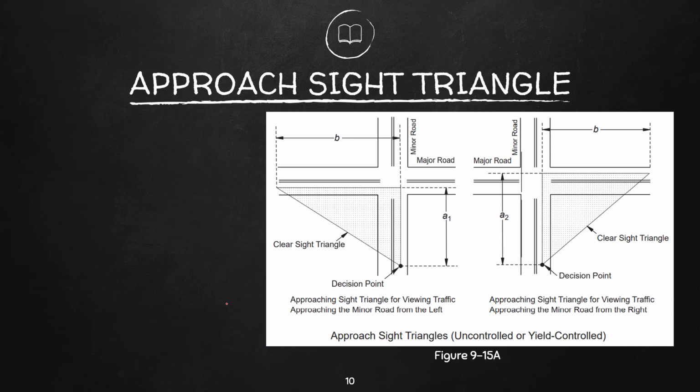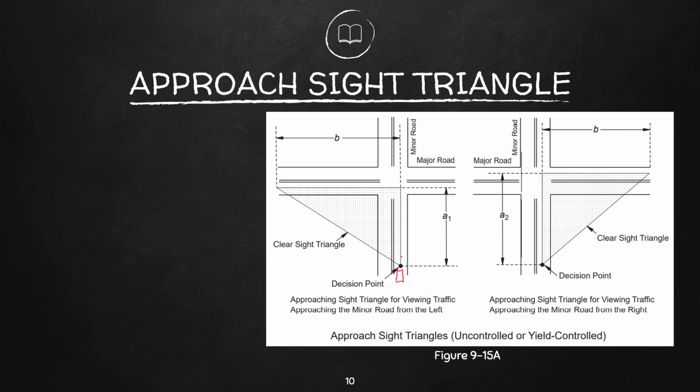So this image here was taken from the AASHTO Green Book 2011. This is figure 9-15A. Approach sight triangles, uncontrolled or yield control. So we have here this intersection, as I have mentioned a while ago. We have here approach sight triangle for viewing traffic approaching the minor road from the left. So this is where the driver will come from.